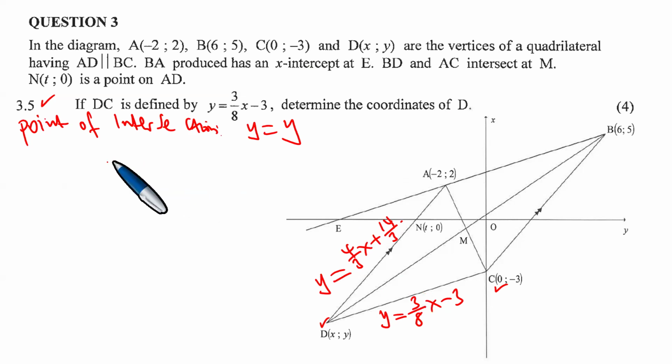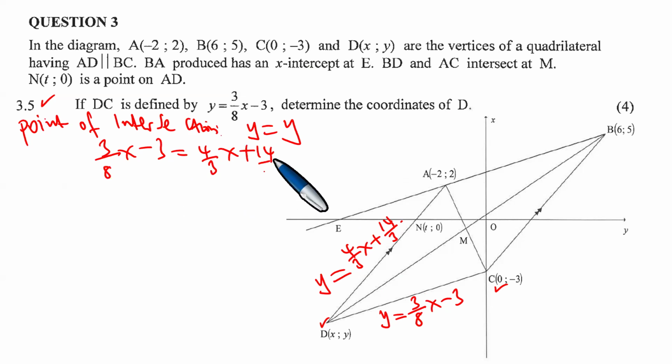So if y equals y, what is our other equation? You'd have therefore that 3/8 x minus 3, which equals y, equals 4/3 x plus 14/3. At this point, we want to determine the coordinates of D. How do we find the coordinates of D? We will need to solve for x from this equation, because this is how we find the point of intersection.